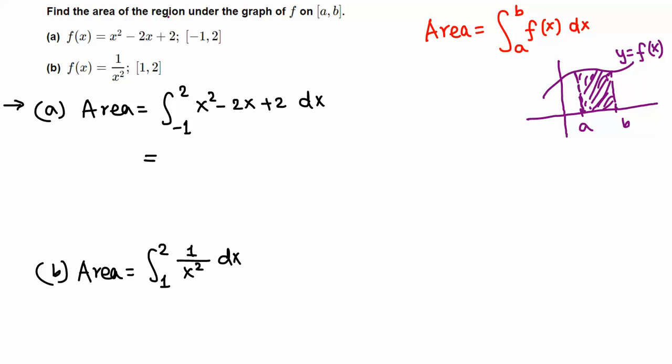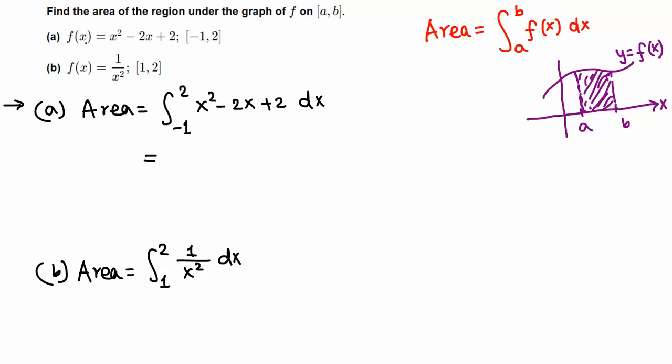Find the area of the region under the graph of f on [a, b]. So let's look here. We have a graph y equals f(x), and the area under the graph from a to b, inside this region above the x-axis, is given by this definite integral. Just find the antiderivative of f(x) and evaluate from a to b.